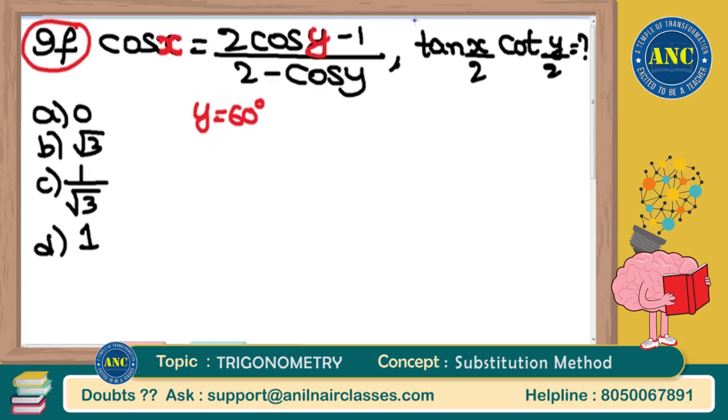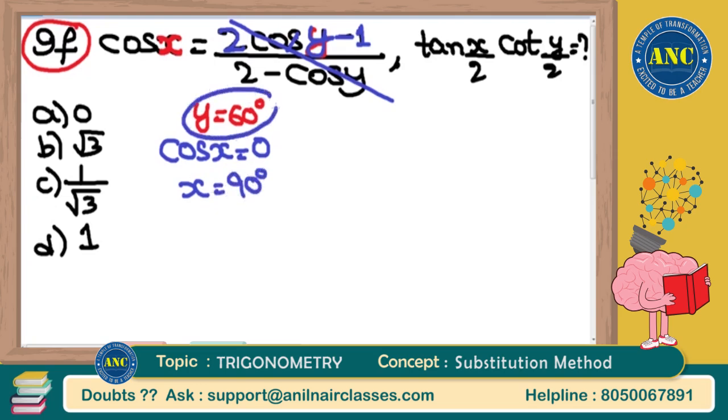Very easy, sir, because if I put y value 60 here, cos 60 is half. 2 into half is 1. 1 minus 1 is 0. I will make the entire numerator 0. 0 by any number is 0. That means I will simplify my right hand side to become 0. If y is 60, cos x will become 0. Cos x is 0 means x will be 90 degrees.